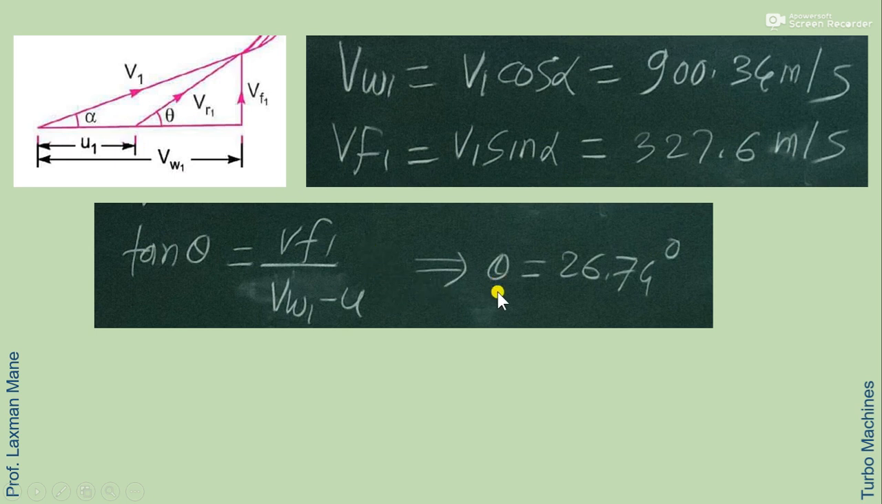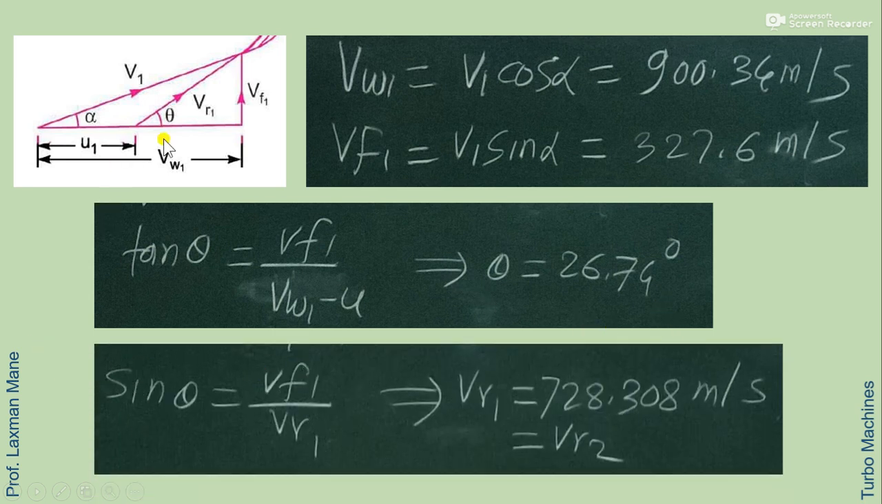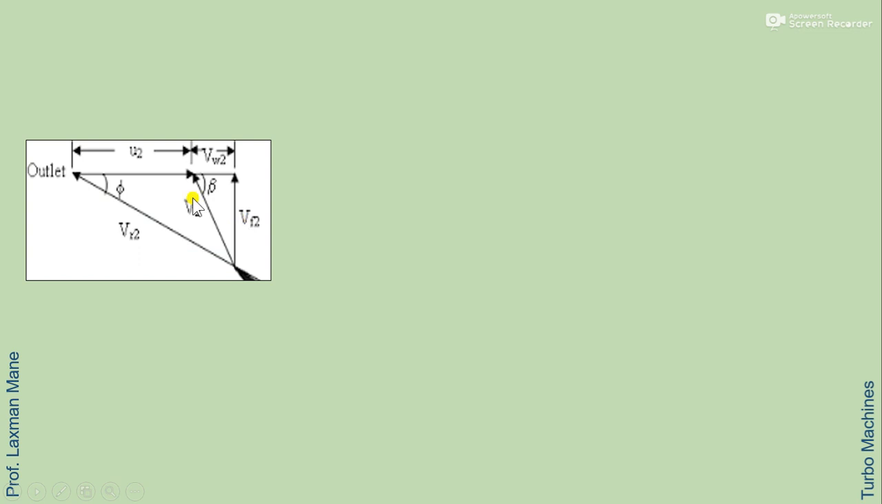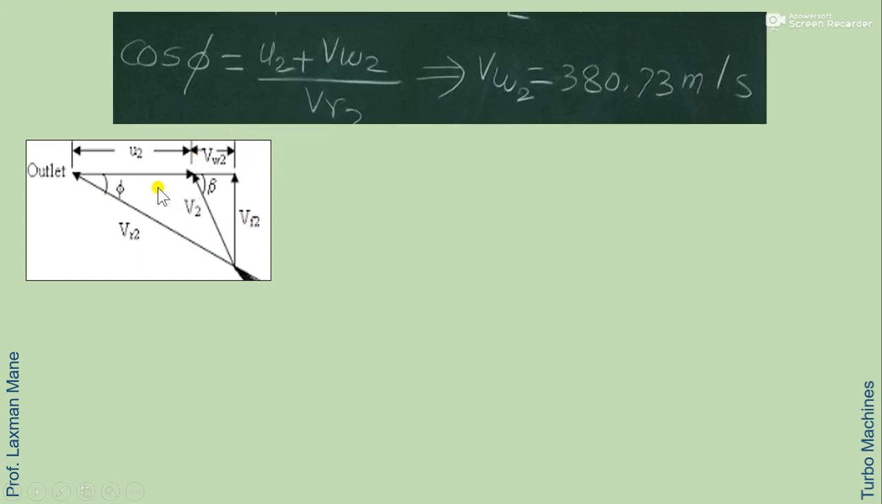Then we use the tan theta ratio and get the value of theta, that is inlet vane angle. Then use the sin theta ratio formula. From this we can find the value of relative velocity. Now in this numerical, relative velocity at inlet and outlet are same. Now we will use the outlet velocity triangle, in that writing the formula cos phi. From this formula we get the value of VW2.